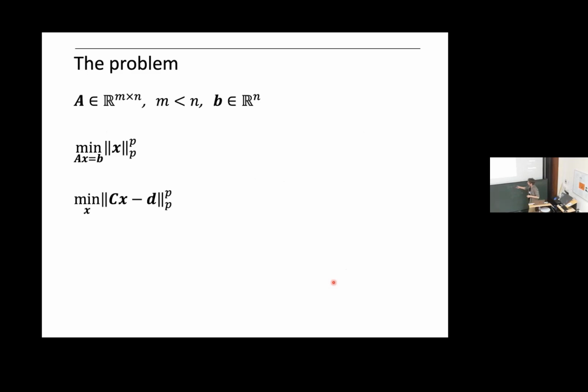Or if you like it better, we can also think about minimizing over X the p-norm of CX minus D, to the power p, which now looks like p-norm regression. So this may be the more familiar form, but the first one is more convenient. So I'll focus on that one. But the algorithms will be the same.